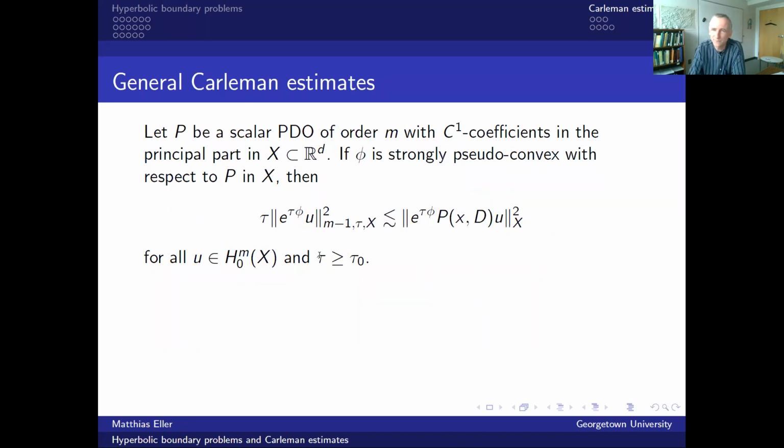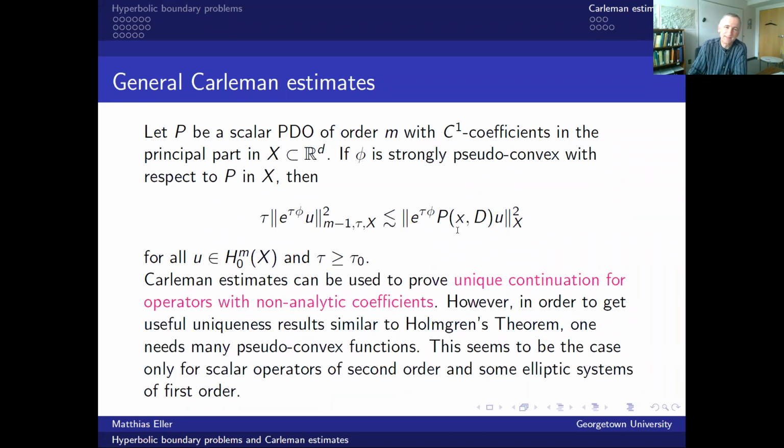I have to say that from now on, I use tau not as the dual variable of time, but as the large parameter in the Carleman estimate, a little bit like gamma was before. I just followed the traditional notation, and I didn't feel like I could change this for this talk. Now Carleman estimates were usually used to prove unique continuation for operators with non-analytic coefficients, because for analytic coefficients, you have Holmgren's theorem, which is probably the optimal result.